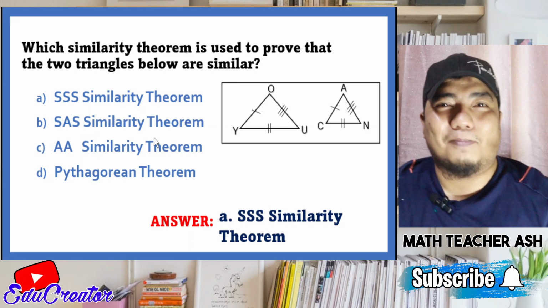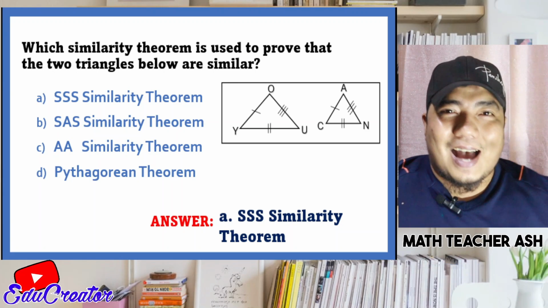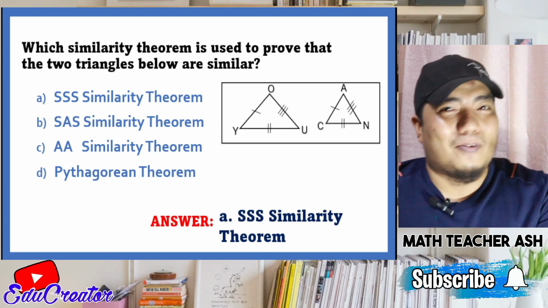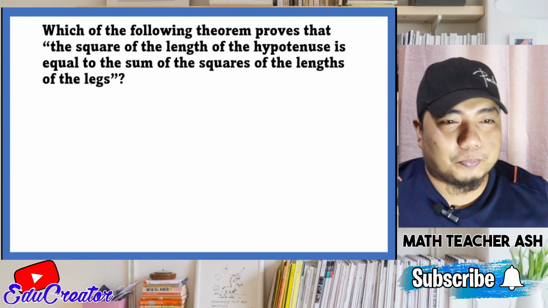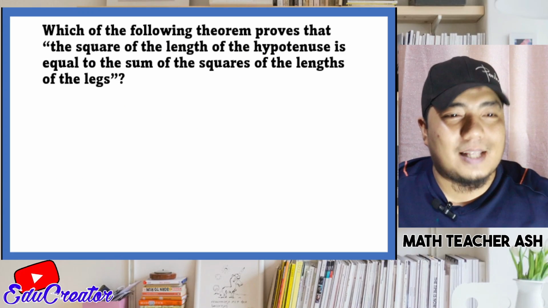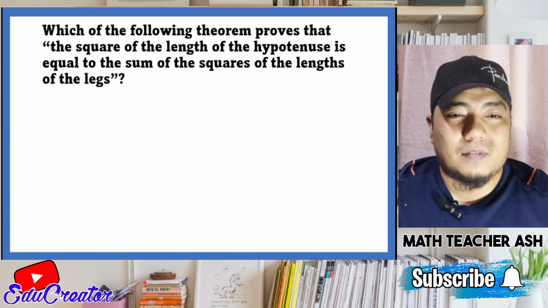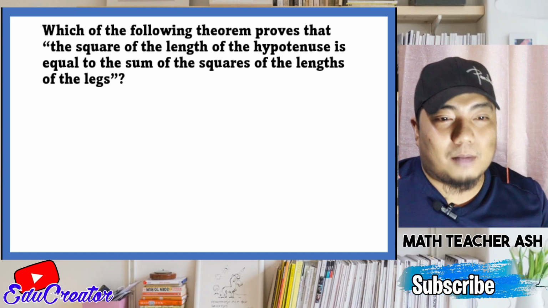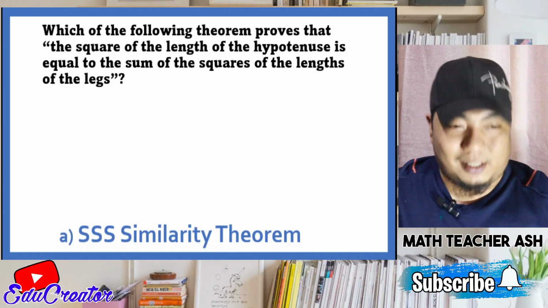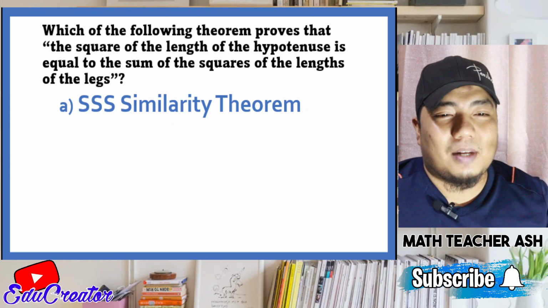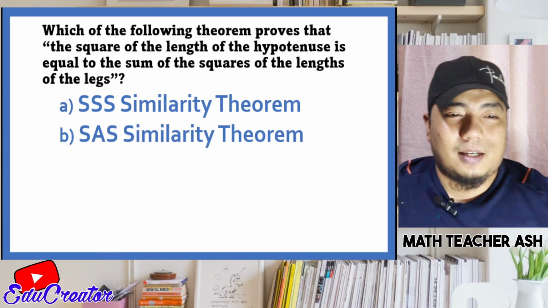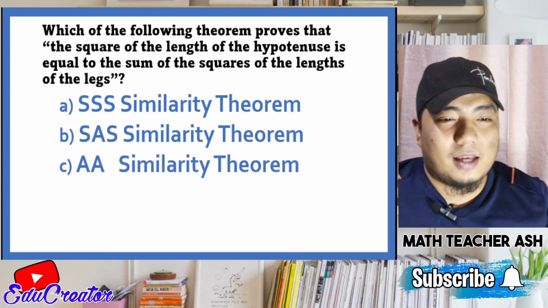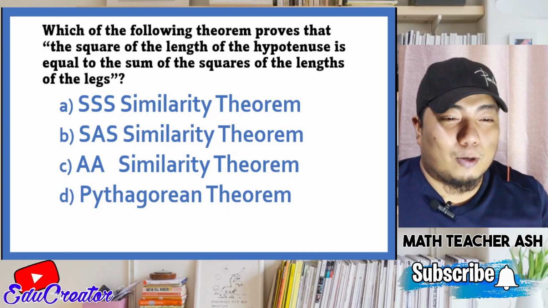Okay, we are correct, my dear math learners. I hope you can still follow our discussion. Next, which of the following theorems proves that the square of the length of the hypotenuse is equal to the sum of the squares of the lengths of the legs? Is it A, SSS similarity theorem, B, SAS similarity theorem, C, AA similarity theorem, or D, Pythagorean theorem?